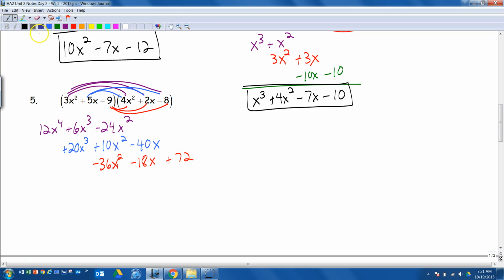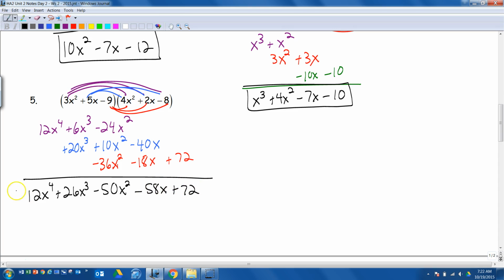And again, I organize it this way just because it's easier to add down and then have your final answer. When you add all these together, you get plus 10 but minus 60, so minus 50x squared minus 58x plus 72. So that's the final answer right there.